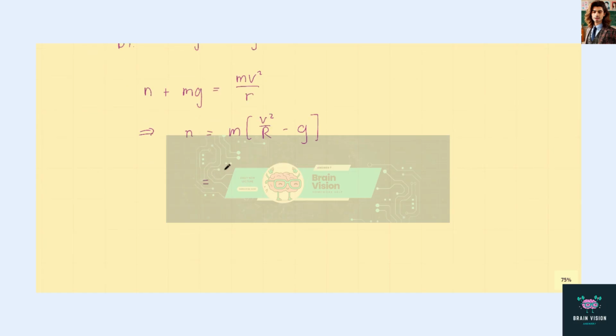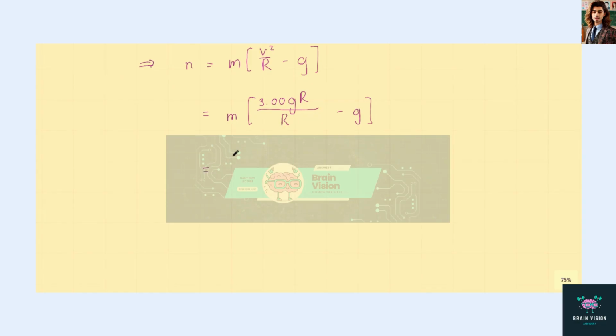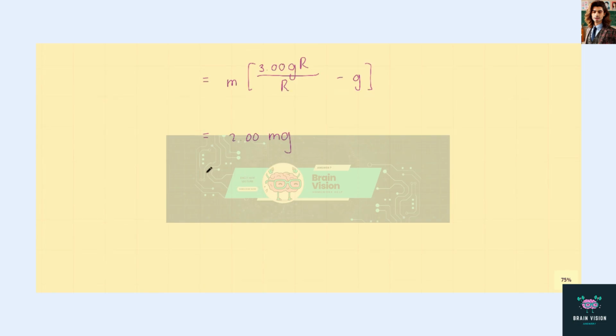And we can write this as m times (3gr, which is the expression for the speed squared, divided by r, minus g). And this gives us the normal force to be 2 times mg, so 2 times the weight of the bead.